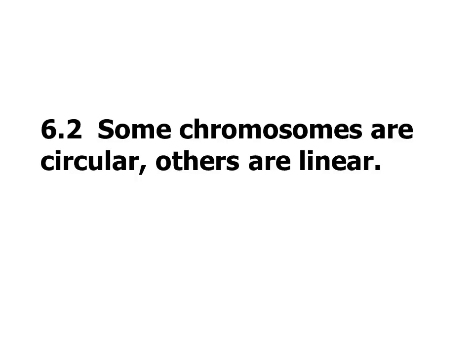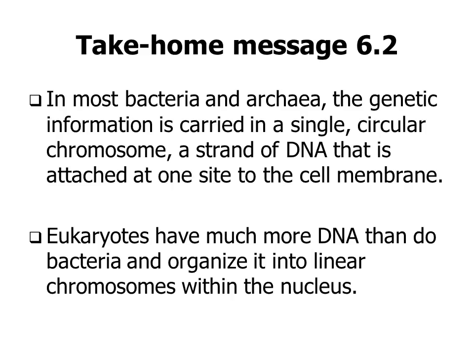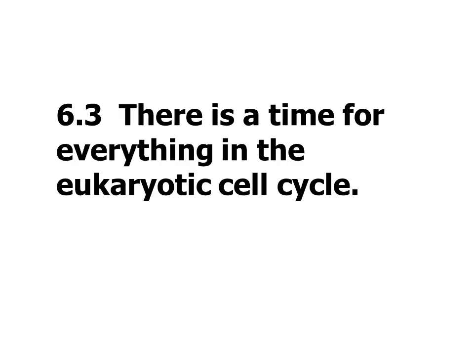6.2 is just revisiting the fact that prokaryotes on the left have one large circular piece of DNA, whereas eukaryotic cells on the right have those chromosomes. And those chromosomes are made up of chromatin. Chromatin is DNA wound around these histone proteins. And the reason why we do that is to make sure we can pack all that 6 feet of DNA into the cell. That's all I want you to know from that section.